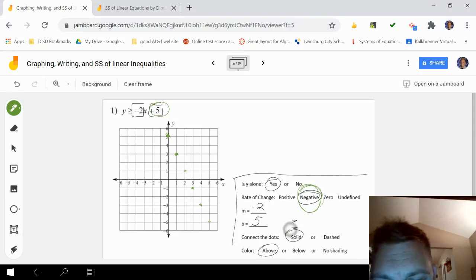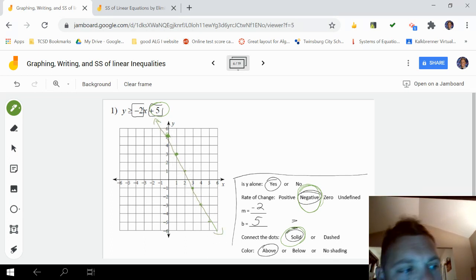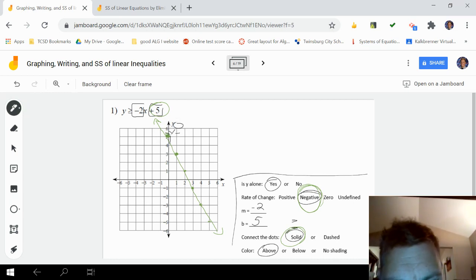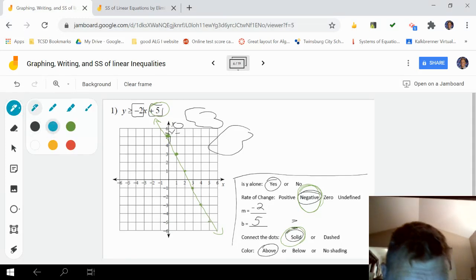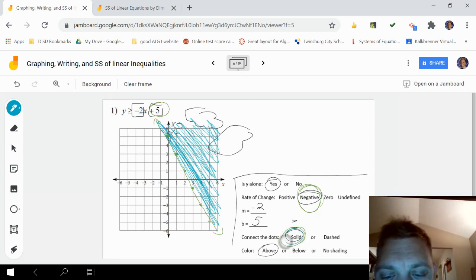However, I need to now remember that I'm going solid, and I'm going to shade above. So I'm going to connect these dots as straight as I can with a solid line. And now remember, I like to draw a little guy mountain climbing, just so I remember what's above and what's below. The clouds are always going to be above his head, and the mountain's going to be below his feet. So this says above, so I'm going to shade this area above. All right, and again, remember, this can be on the line because it's solid and it's equal to. So this is my solution set, which is all that shaded region, including that linear function.